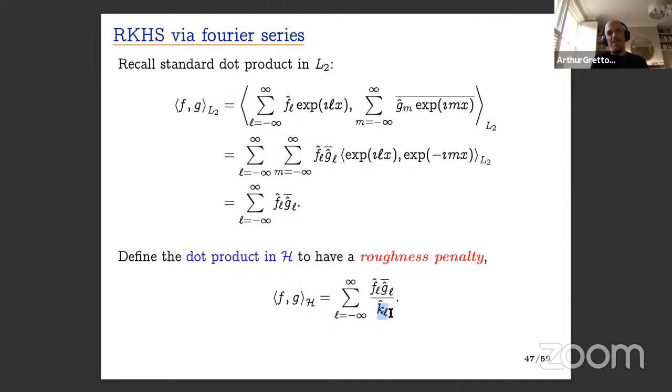So the amount by which I'm forcing my functions to be smooth or not smooth will absolutely depend on the kernel that I choose. And so I should then choose a kernel with my problem in mind. If I think I'm going to get very smooth functions, I should choose my kernel accordingly. If I think I should get rough functions, I should choose my kernel accordingly.